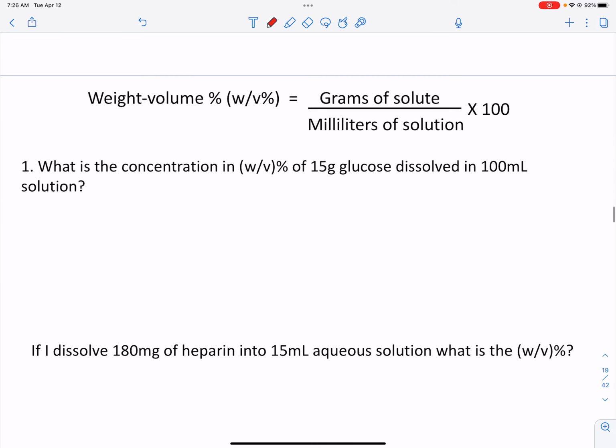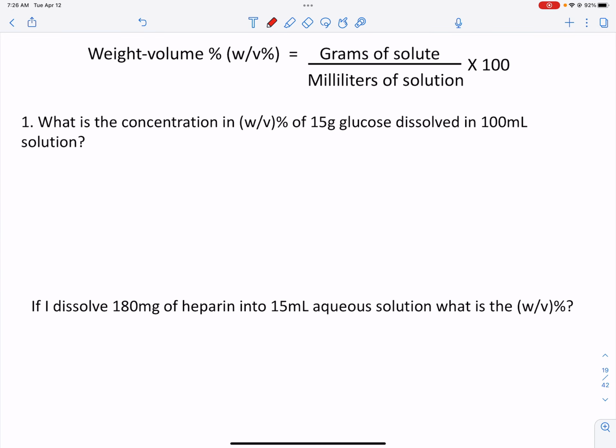Now we are going to work a few problems using specifically our weight volume percent equation, and then we'll work a problem with molarity. The first problem says, what is the concentration in weight volume percent of 15 grams of glucose dissolved in a 100 milliliter solution? We are searching for the weight volume percent. We plug in the 15 grams of glucose for grams of solute, and then 100 milliliters of solution, and see what we get.